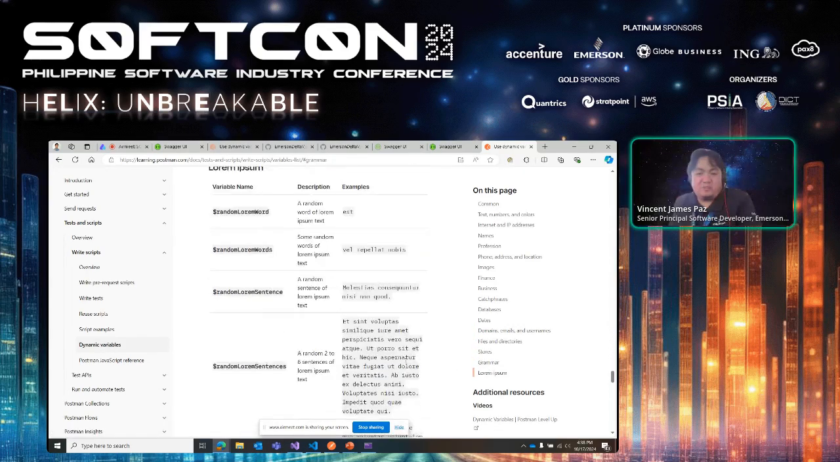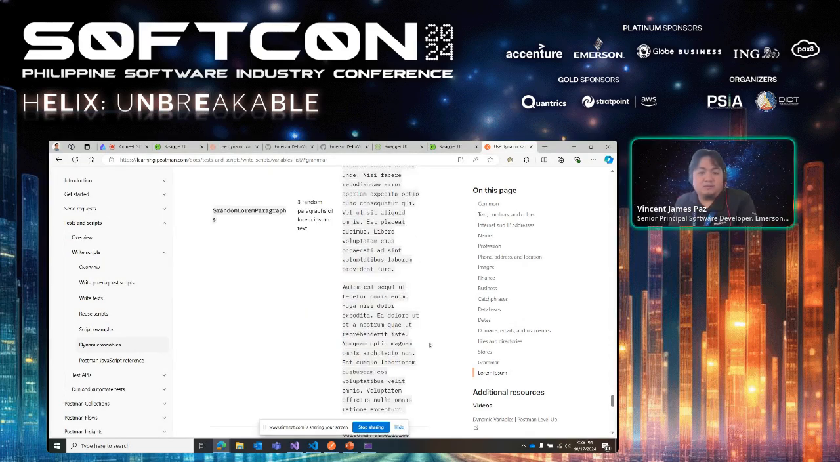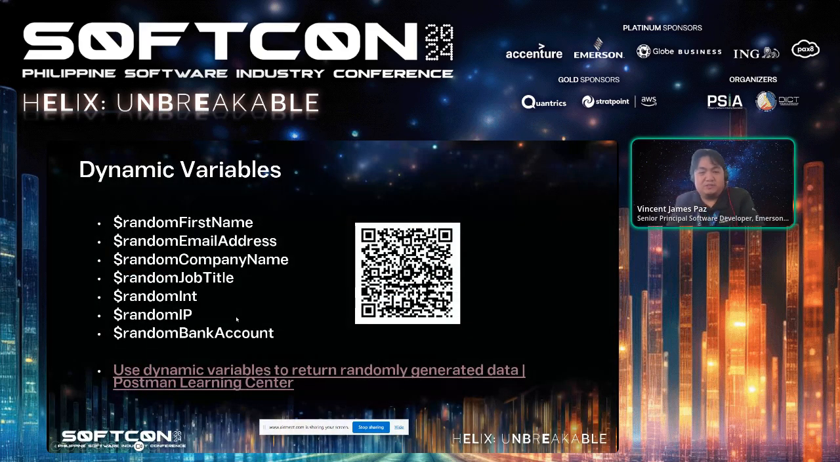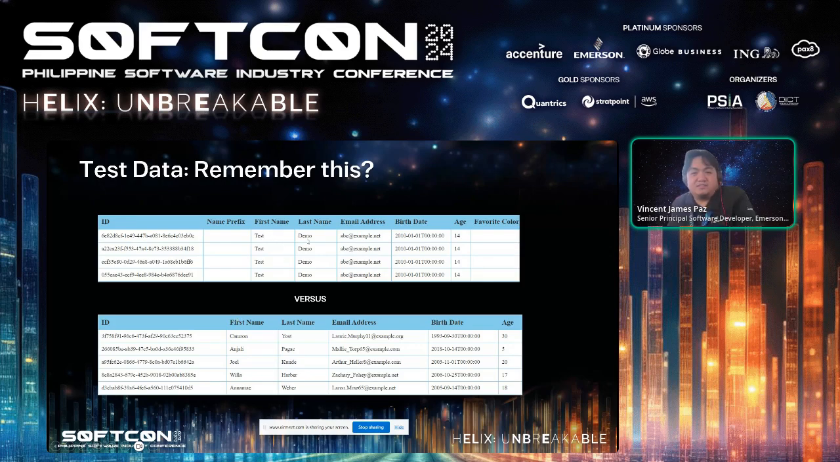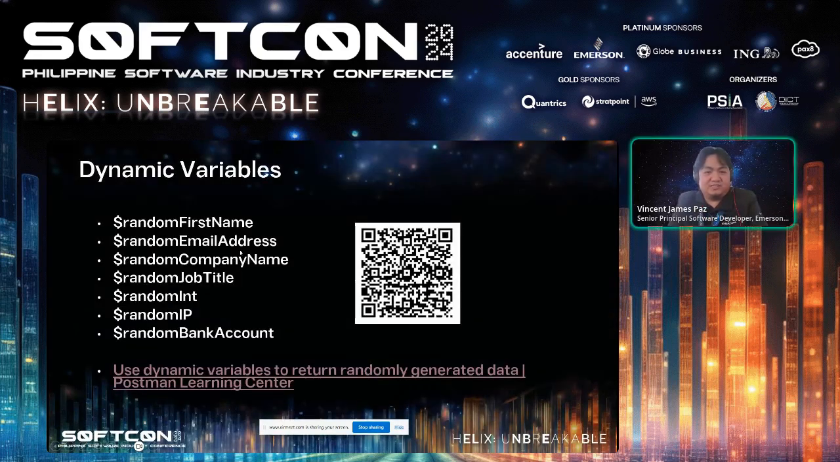So we even have a paragraph at the end of the article. So yeah, it would be better to use this kind of dynamic variables than just simply using hard-coded test dummy data for your API testing. So that's most of it for how we could create a more maintainable collection of requests.